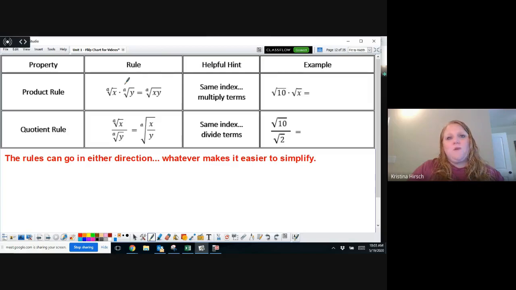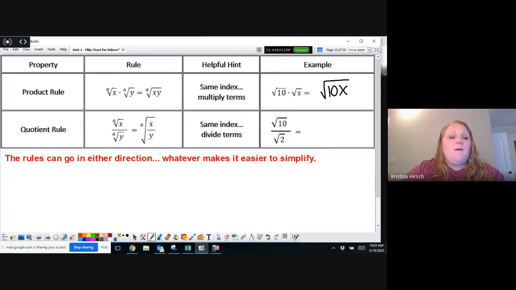I cannot use this property if I had the square root of 5 times the cube root of 7. Like, I can't do that. All right. But here, as long as that index is the same, if you have more than one thing out or in the house, then what do they get? Multiplied. So for the example, it would just be the square root of 10x. And make sure that they're both under the radical.